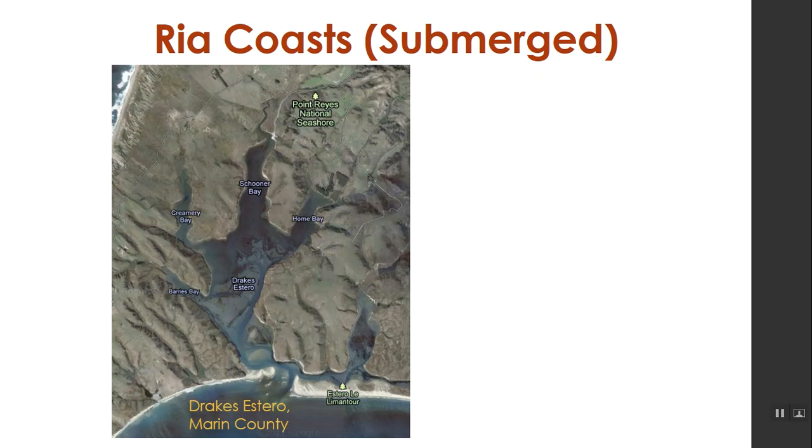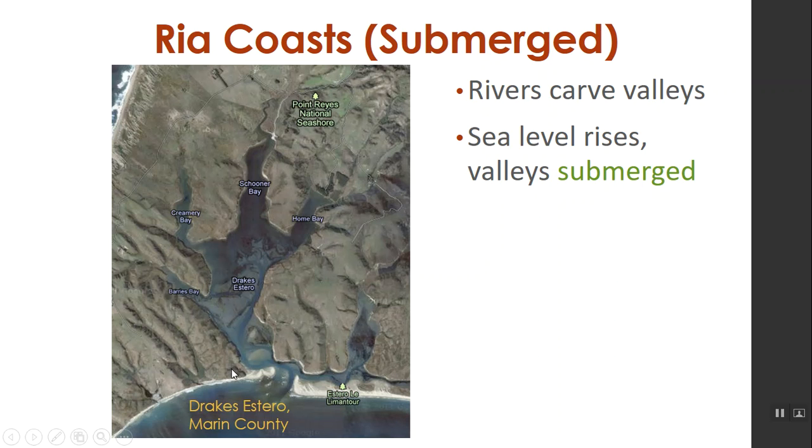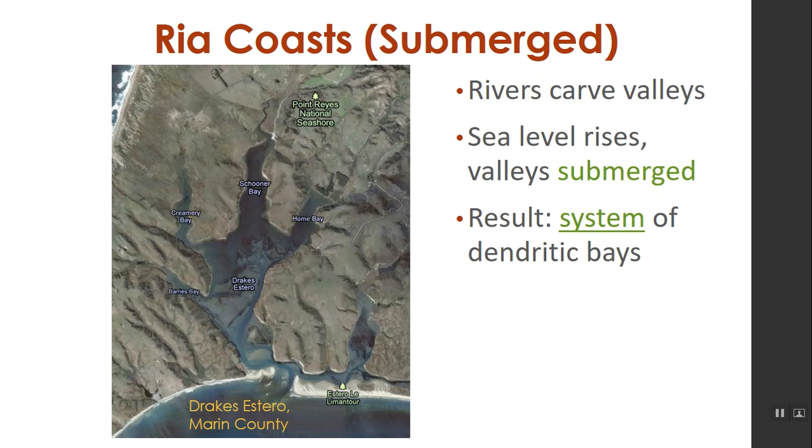So again, Ria Coast, a submerged coast, this is in Marin County. You had rivers that carved valleys, and then the sea level rose, and then that valley filled in with salt water. And the result is you get a system of dendritic bays, which look almost like little fingers and little veins, because it's not that typical bay like we were talking about before. It's something that was carved out by a river and then was later filled in by seawater.